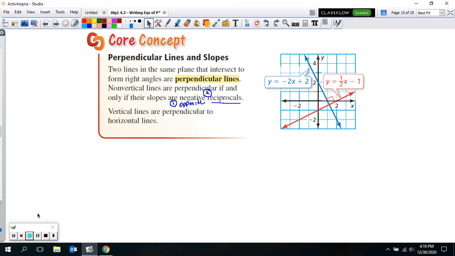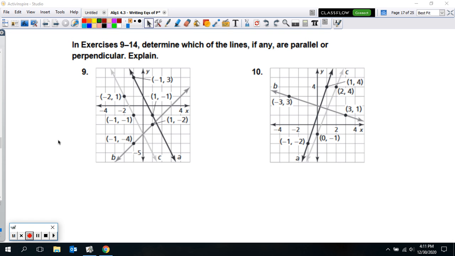Alright, let's try a couple now on this one. Alright, so we start with the ones that have pictures of the graphs drawn on our coordinate plane. So there's 3 lines here. See, it's an A, B, and C again. So A is the dark one, and B is this one going across this way. C is a very light one going this way. And so we're looking to see, determine which of the lines, if any, are parallel or perpendicular.